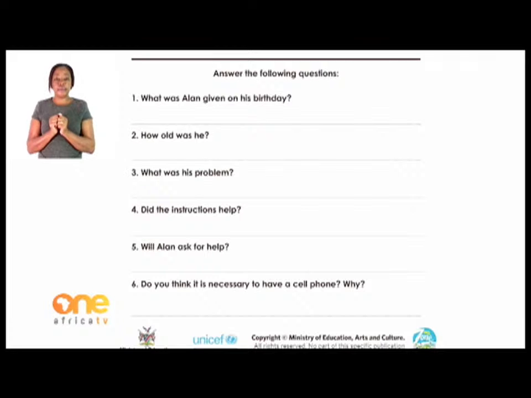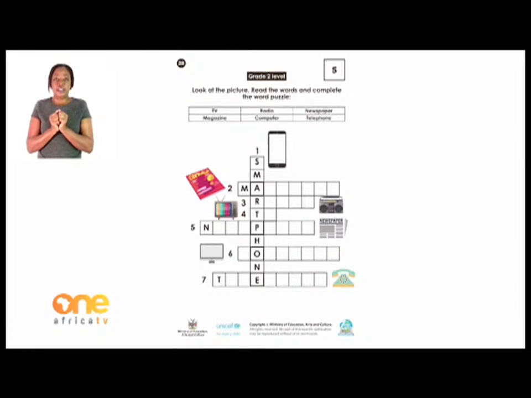Now let's go over to page 28 with the grade 2s. I hope the grade 2s are still here with me. All right. Now we are going to look at the pictures and we read the words and complete the word puzzle. But before we do that, I would like to introduce you a bit to the communication tools. These tools that we see on this page, I have some of them with me here, and I would like to show them to you there at home.